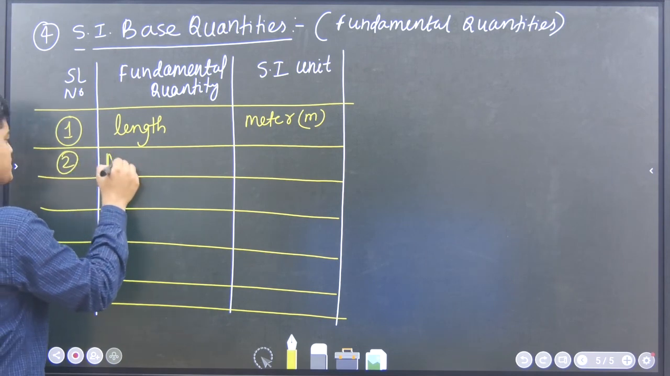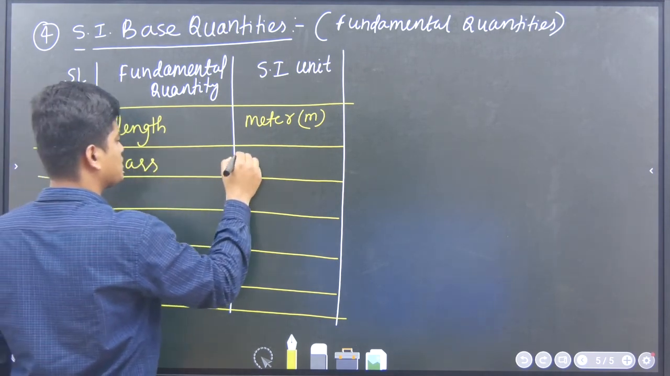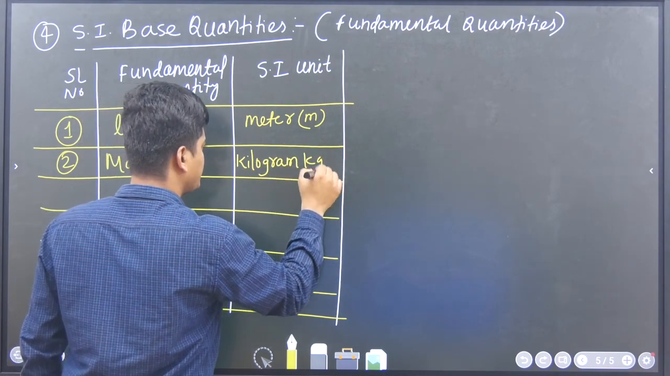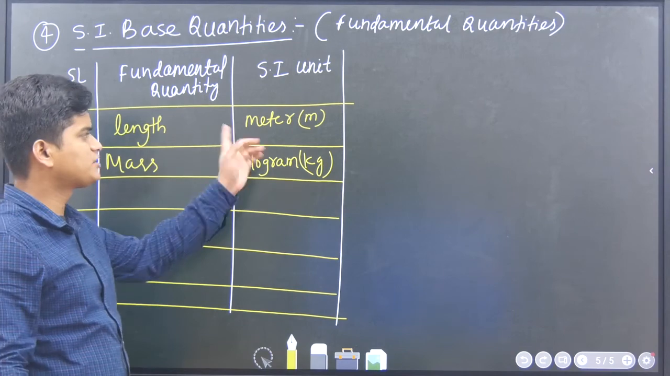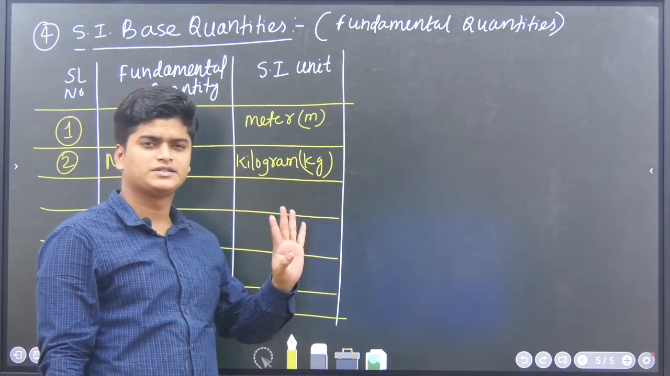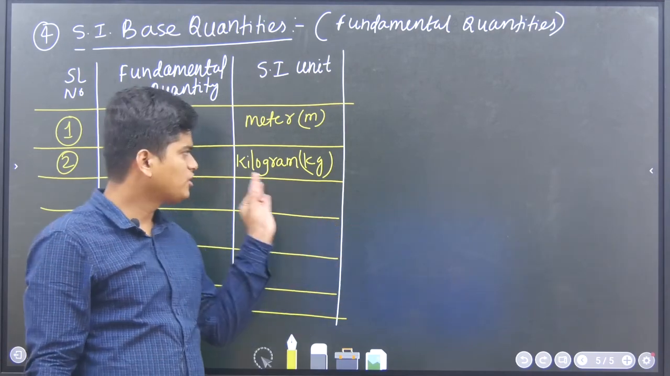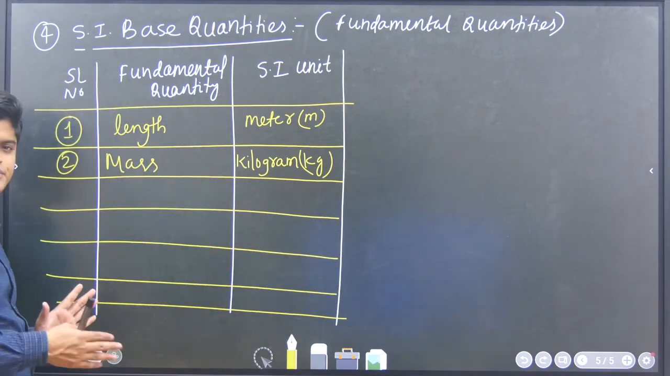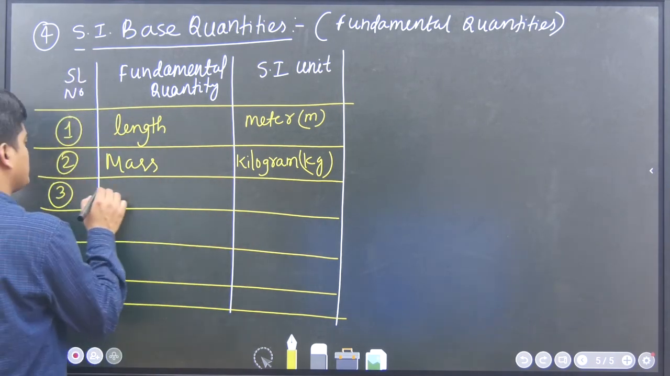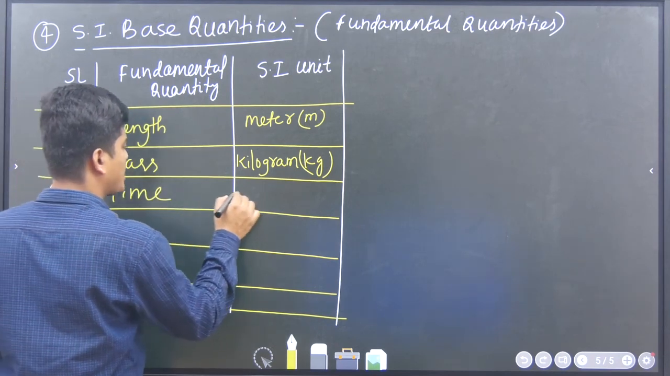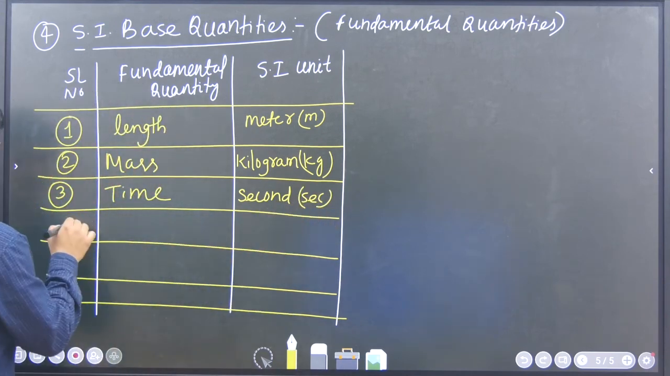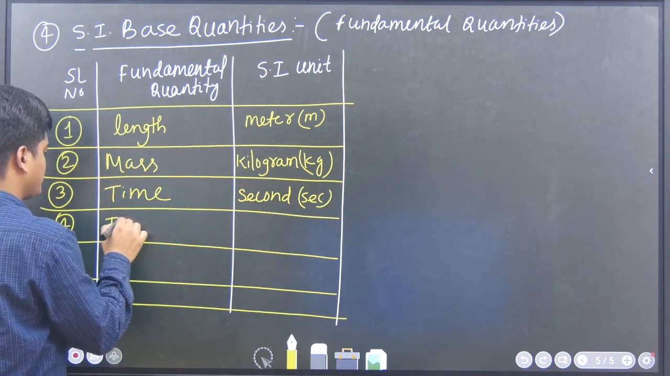Number 2 is mass. The SI unit of mass is kilogram. These things we just discussed in the MKS system. The MKS system and the SI system are exactly the same, but here you define 7 fundamental quantities and there just 3. Normally both units will be the same, and derived units will also be the same for both. Number 3 is time. The time unit is second, or you can write SEC.